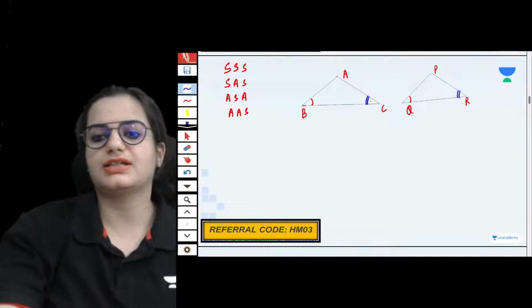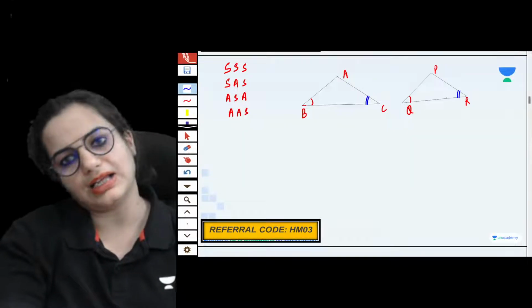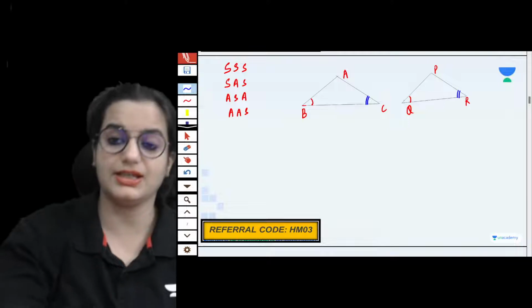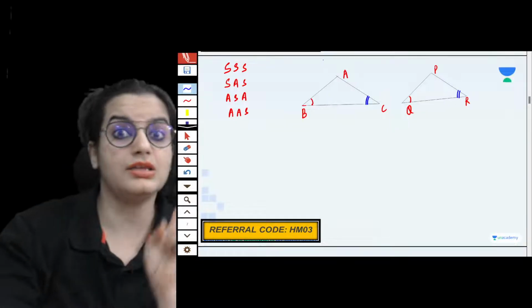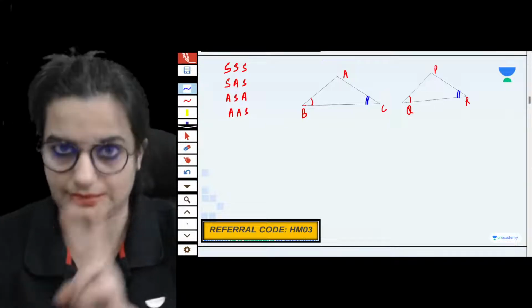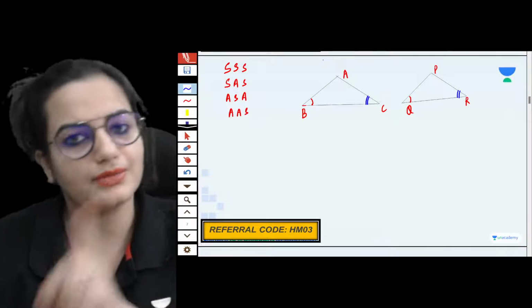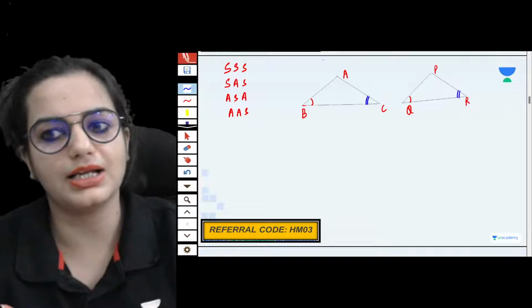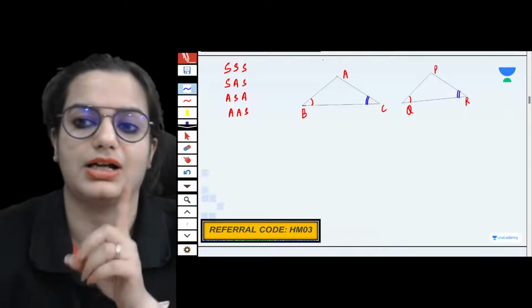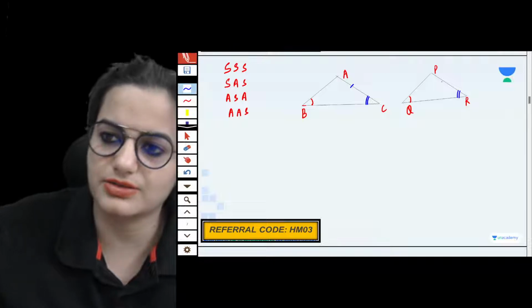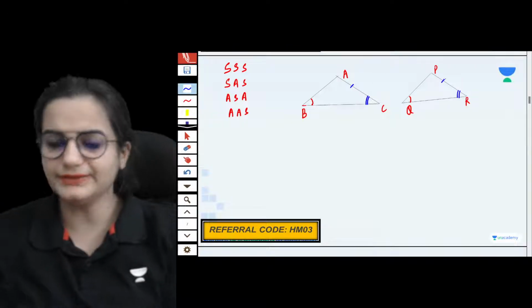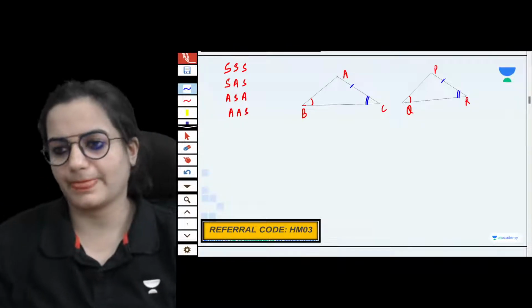So it means, beta, angle C is equal to angle R. These two angles are equal. If I am saying AAS, it means side after two angles. Angle B is equal to angle Q, angle C is equal to angle R, and the side after two angles, so it means we can say that this side is equal to this side. Clear? Yes or no? Am I clear?